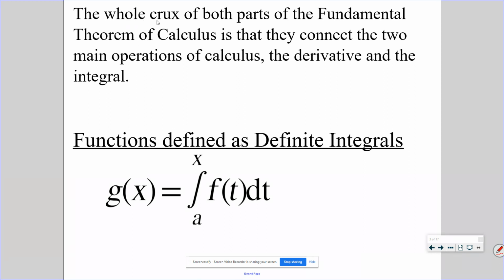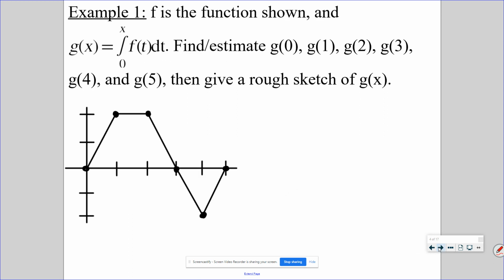Before I start with that, the whole crux of both parts of the fundamental theorem of calculus is that they connect the 2 main operations of calculus, which are the derivative and the integral. So what we're going to learn here is that functions can represent antiderivatives, just like functions can represent derivatives and second derivatives and what have you. But you can create an entire function out of an integral. So let's start with that.